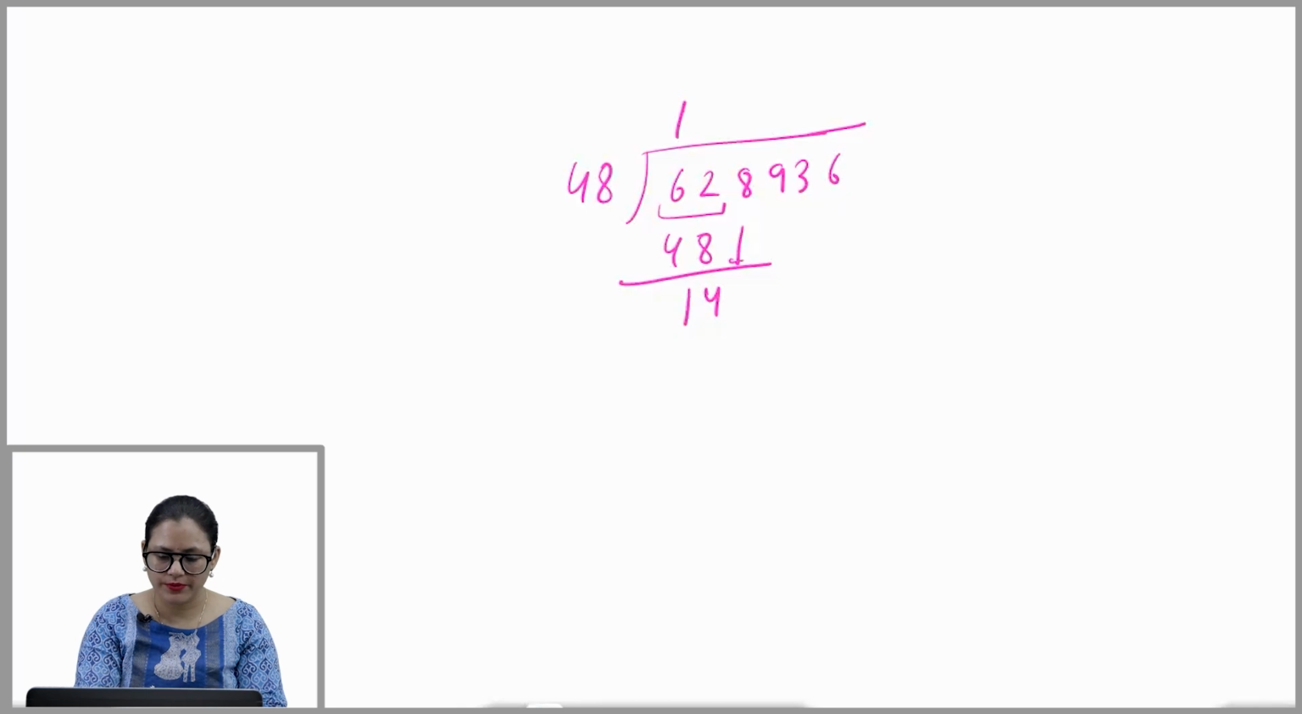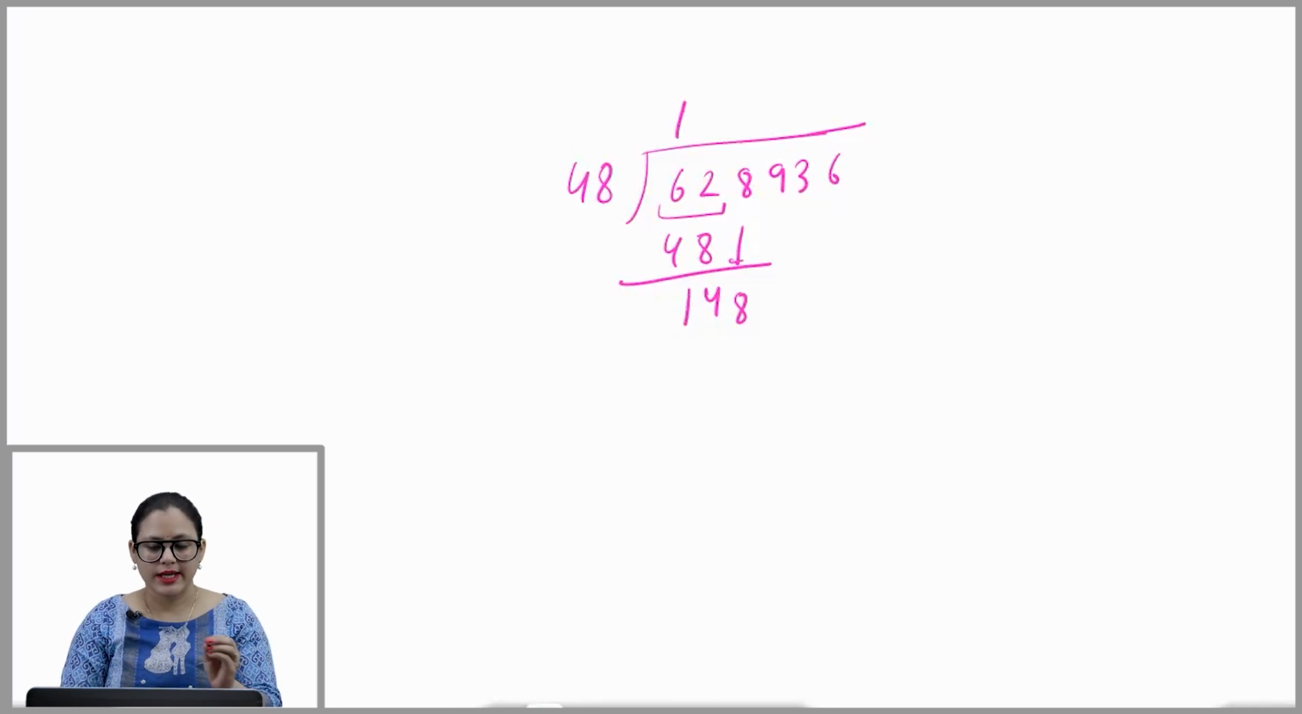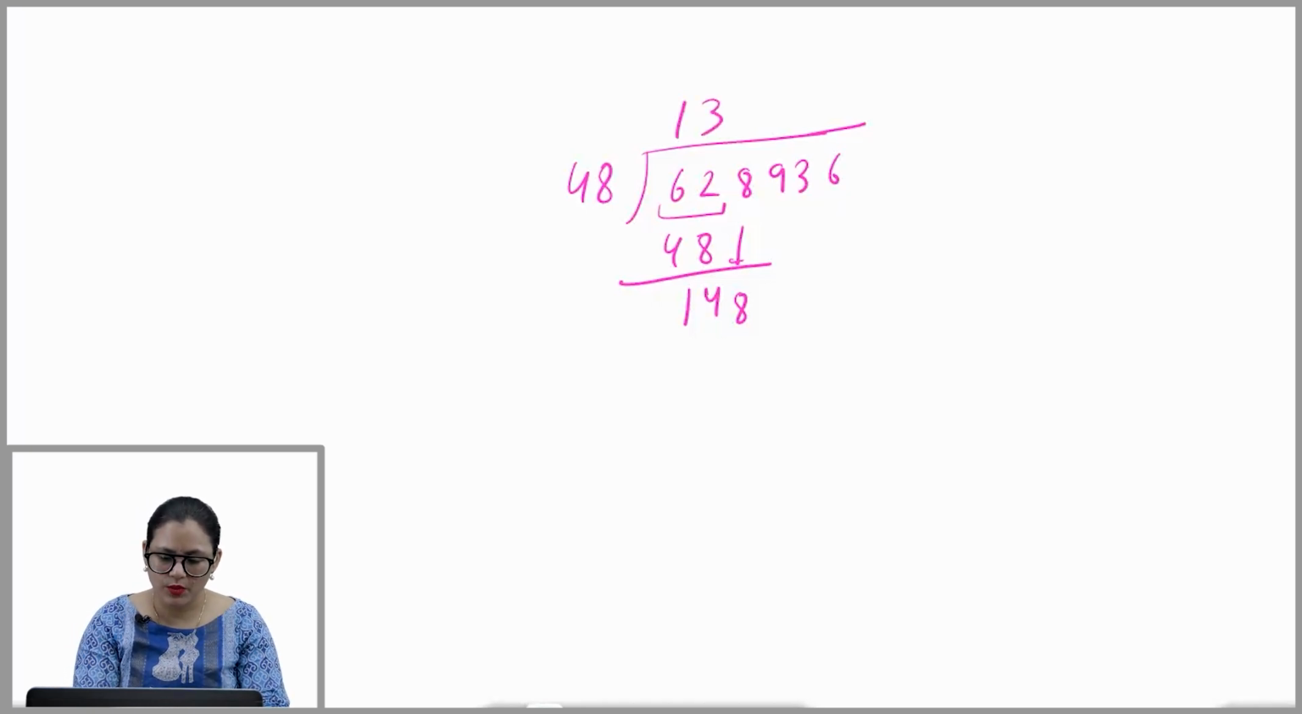Now bring down 8. Okay. Now it goes 3 times. 48 goes in 148 3 times. 48 3s are 144. Okay. Now we'll bring down 9. 48 ones are 48. And we'll bring down 13.